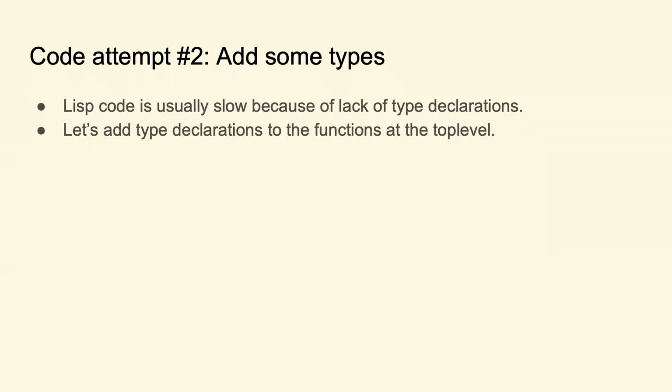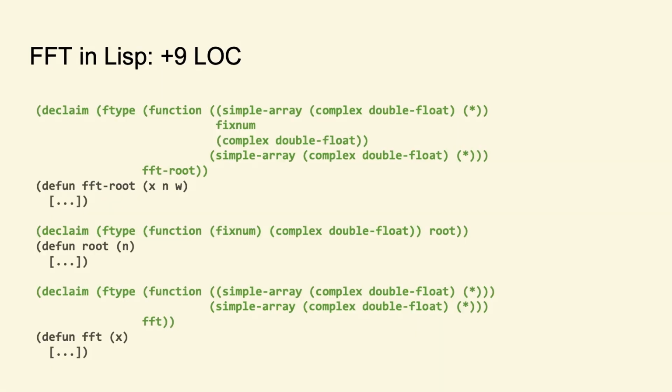So Lisp code is usually slow. If anybody has had to optimize Lisp code, you know the first thing you're going to do is start adding type declarations to it. So what I want to do first is just add type declarations to all the functions at the top level. In Lisp, this is easy. I'm going to elide all the code. I don't know how well this green shows up here on the projector screen, but basically we're declaiming the ftype of everything.